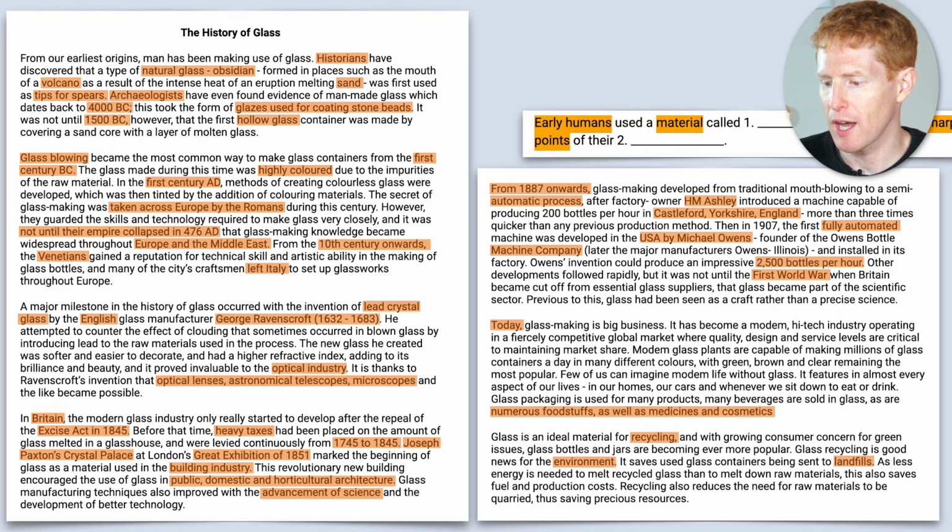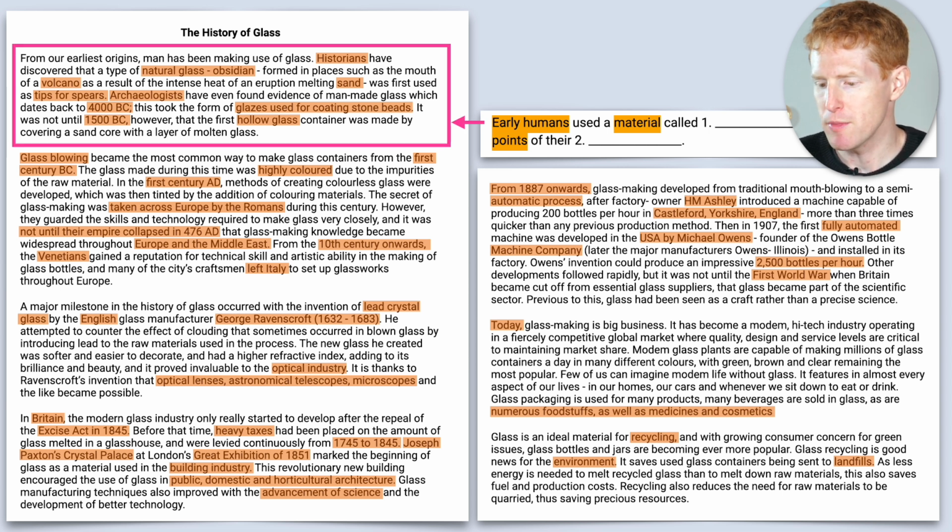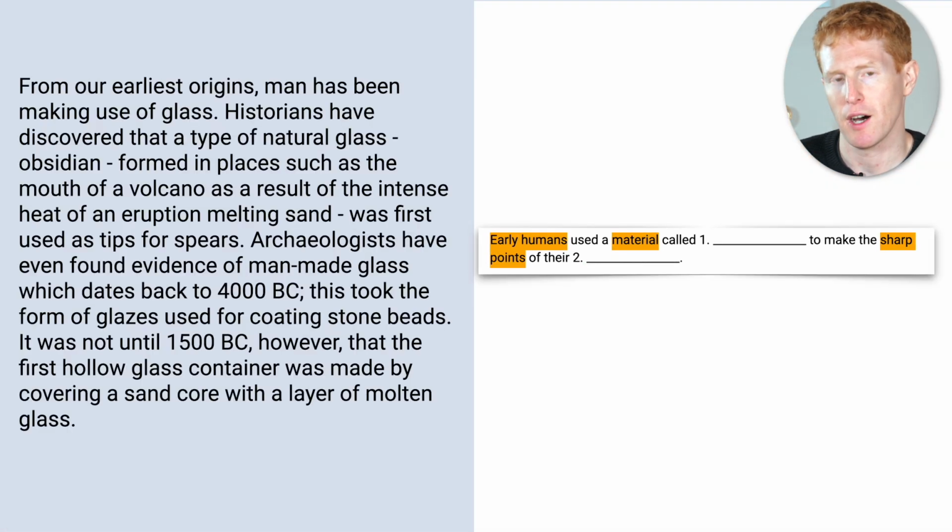So once we've highlighted the keywords in the questions, we're going to go back to number 1 and we're going to look at number 1 and try and locate where the answer is. Now we've got this phrase, early humans, so we're going to be looking at the first paragraph because this has the earliest origins. So let's take this part and read it in detail.